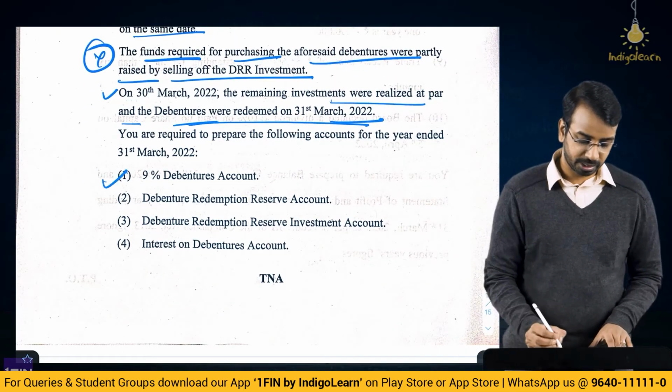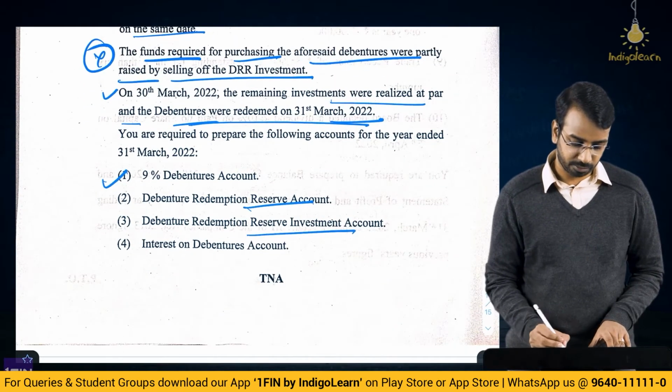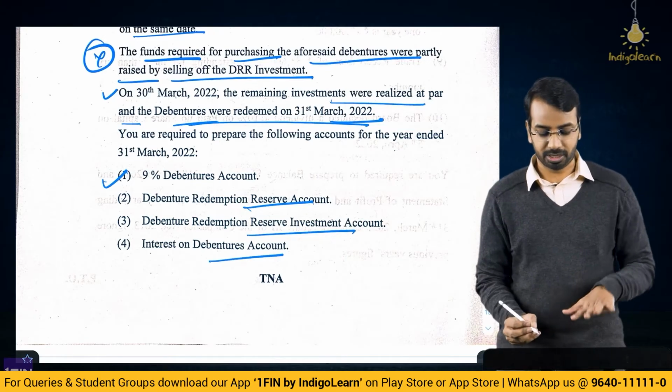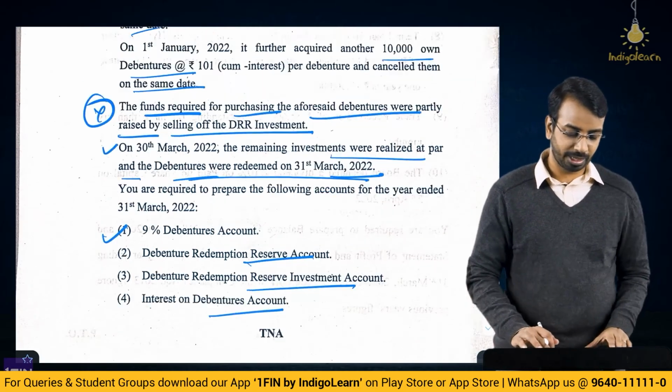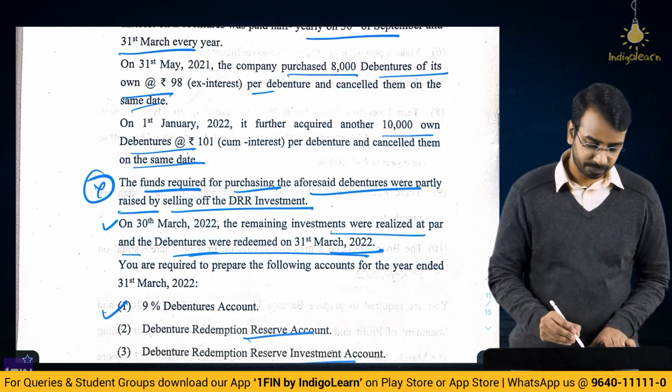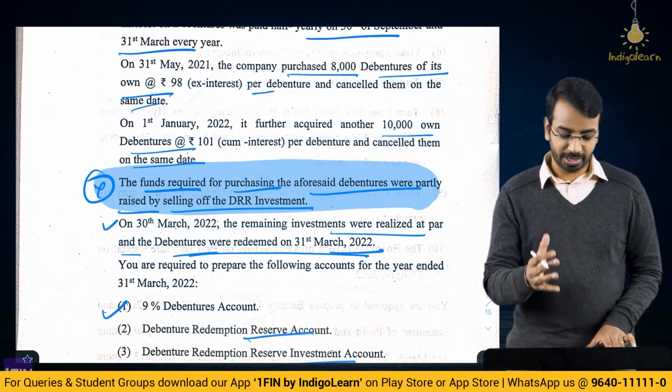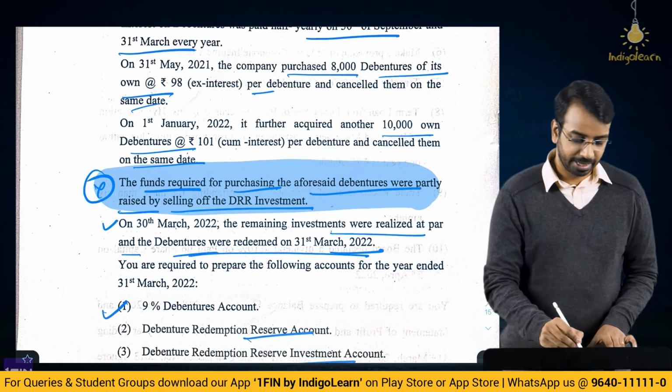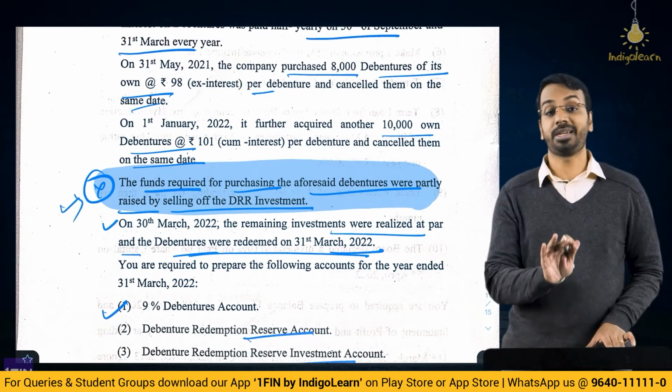So you are required to prepare the 9% debentures account, debenture redemption reserve account, investment account and interest on debentures account. These kinds of ledgers we have already prepared in the class. On similar lines you can do it. The only trick here is this particular adjustment. So this is where I said the institute tries to trick the students, right? Now these kinds of adjustments can be tricky sometimes.